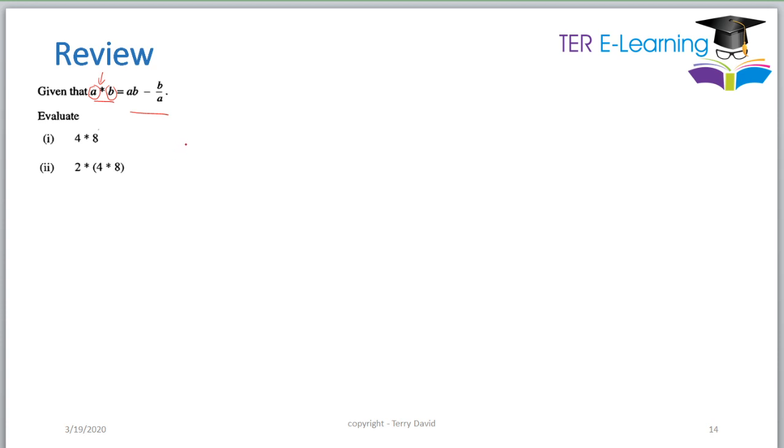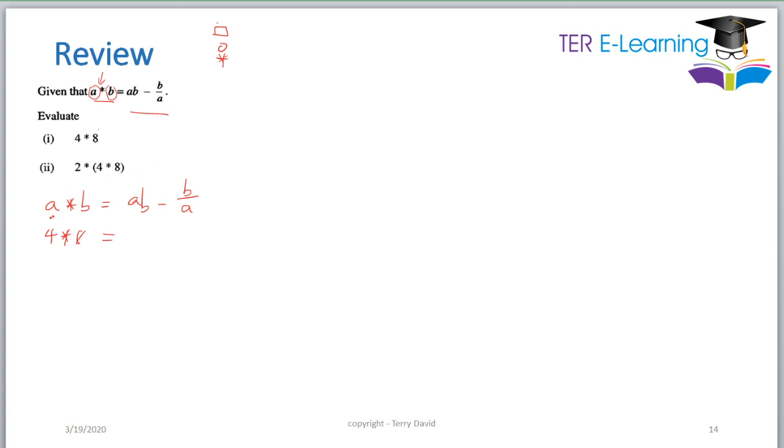Now I want you to keep in mind, even though you've seen a star there, in the exam, CSEC could give you a box. They could give you a circle. They could give you the star. They could basically use any symbol they want to represent a binary operation, right? So let's do the first part. So the first part is saying A star B is equal to AB minus B over A, right? And they want us in part 1 to work out 4 star 8, right? Now this question is essentially a substitution question, right?